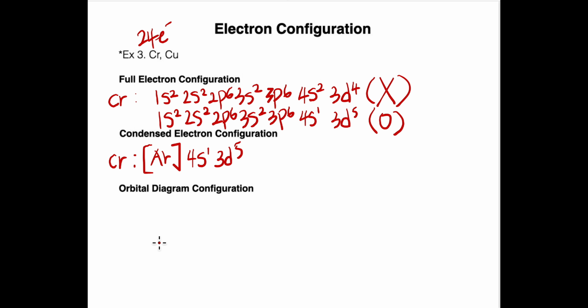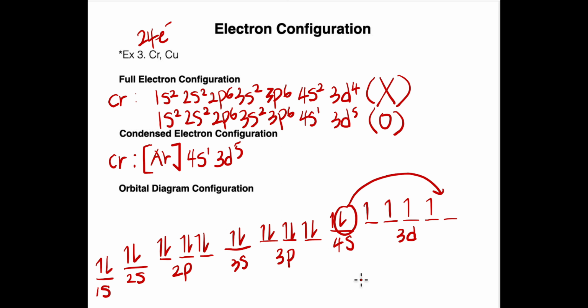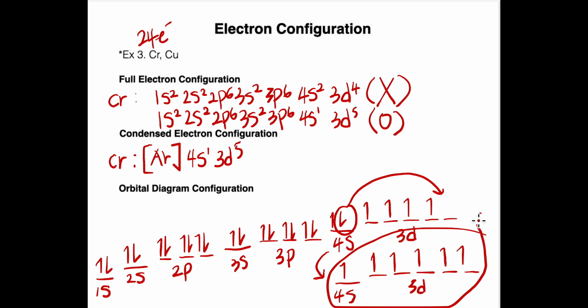The orbital diagram configuration will be drawn as shown above. We will fill in each orbital like this. However, instead of filling up the 4s sublevel with 2 electrons and the 3d sublevel with 4 electrons, we would like to only put in 1 electron in the 4s sublevel and put the additional electron in the 3d sublevel so that each orbital inside the 3d sublevel can have 1 electron each. This half-filled 3d sublevel is energetically more stable.